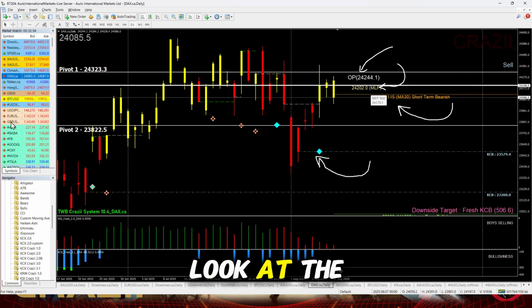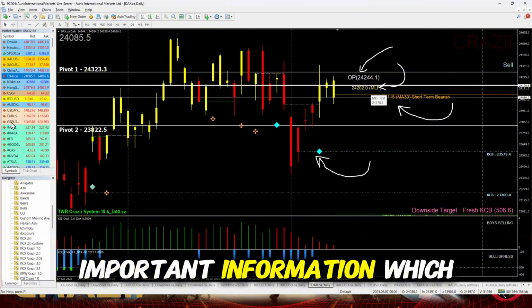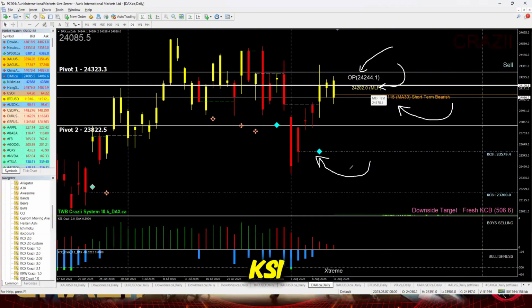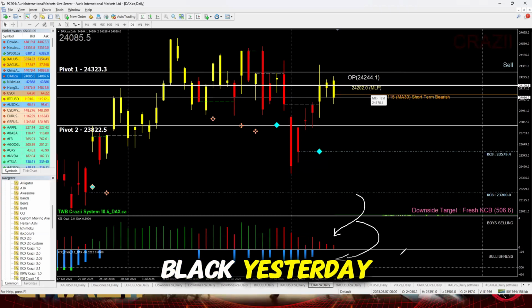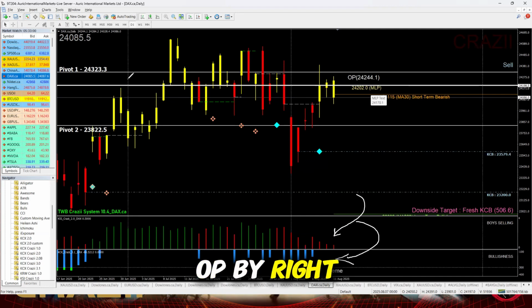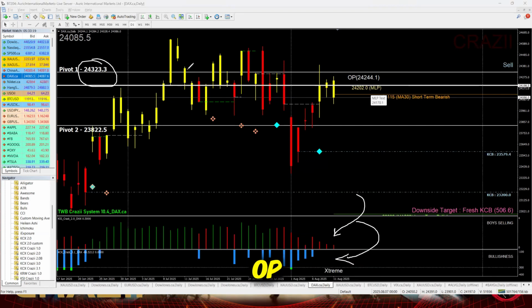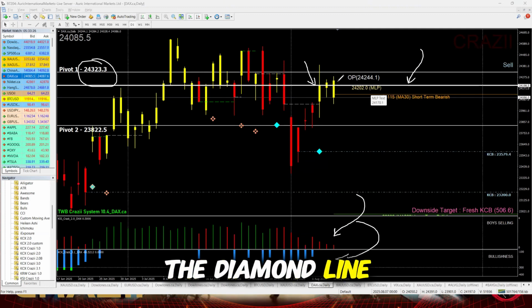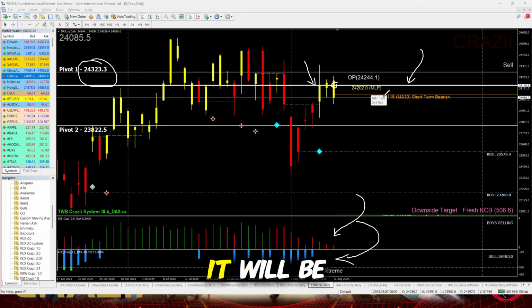So now let's look at the remaining important information, which is the KSI. The KSI was red yesterday. The KCX was black yesterday, so it's a mixed signal. So if the market stays above OP, by right, it will go for this number, which is 24,323. But instead, the market goes below OP, and that was where the diamond line plays a very big part. If it breaks the diamond line, it will be a sell.